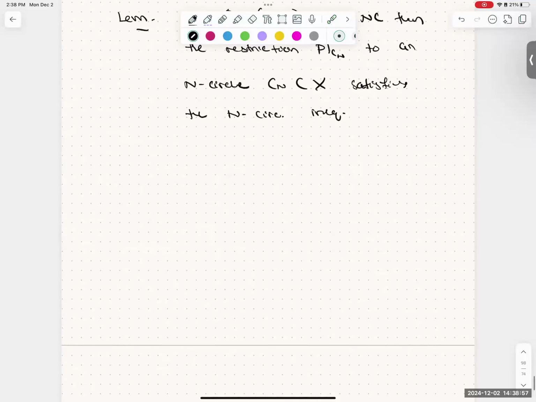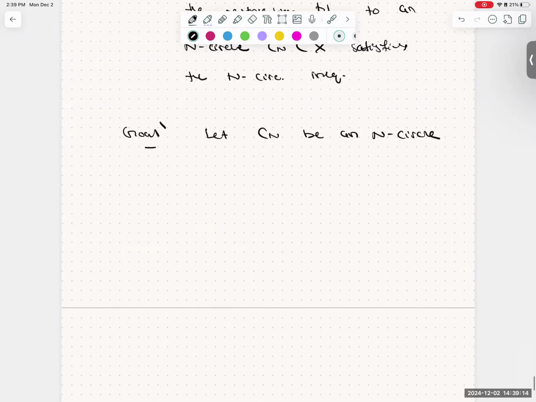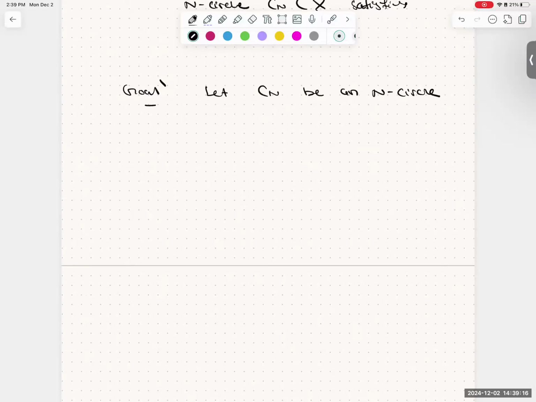So let's make our goal a little bit more precise. Consider the cone of the n-circle. The n-circle is a one-dimensional simplicial set. That's a circle, and n will correspond to the number of edges.